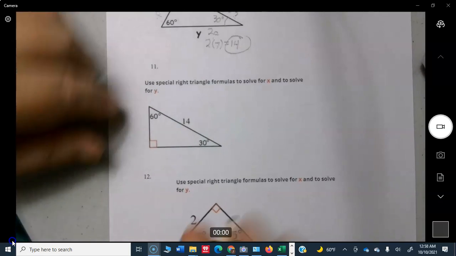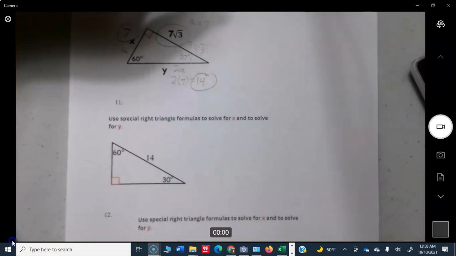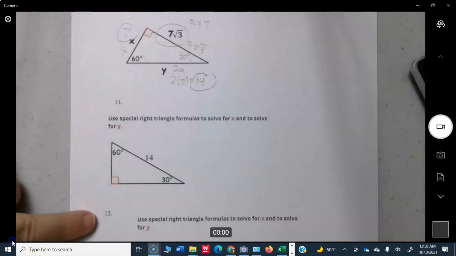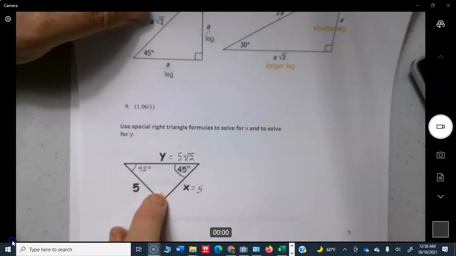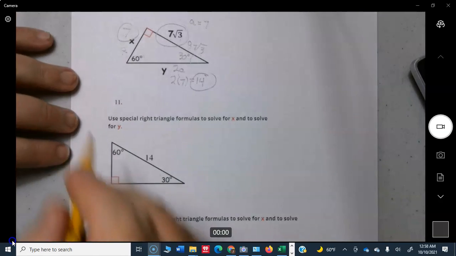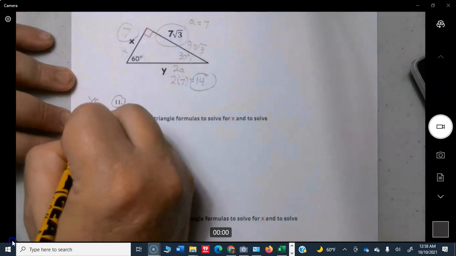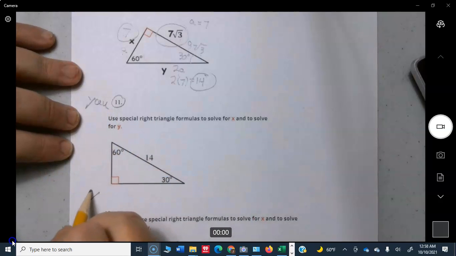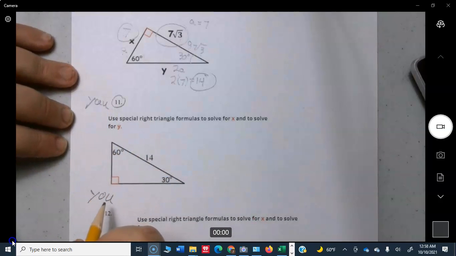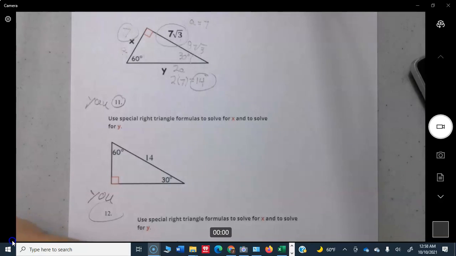Okay, the last two problems I'm going to leave for you. This one is done exactly the same as this one, and number 12 is done exactly the same as number 9. Okay, so these are you problems. Okay, and there you go. So I'll leave those for you to do, and we will see you on the next lesson.